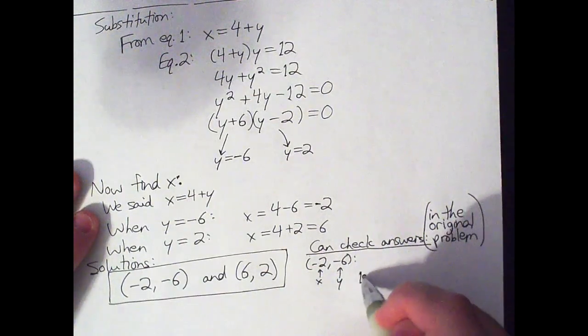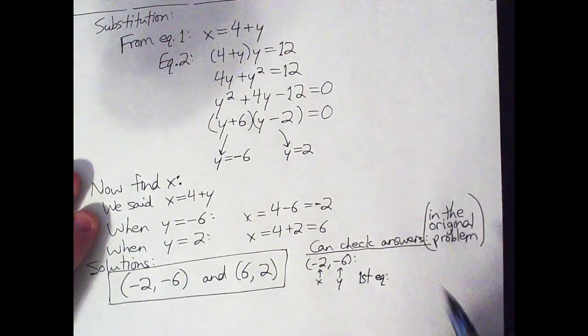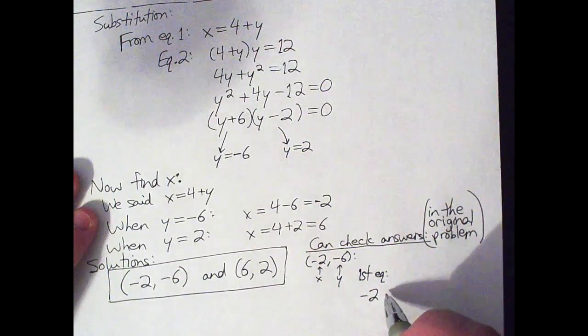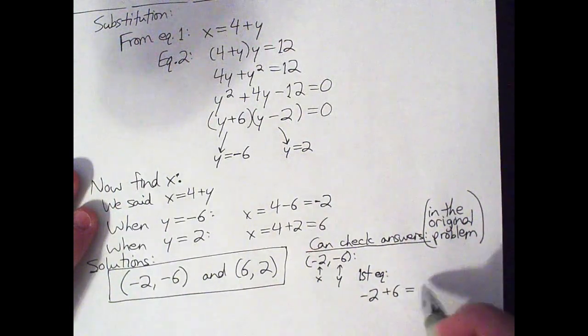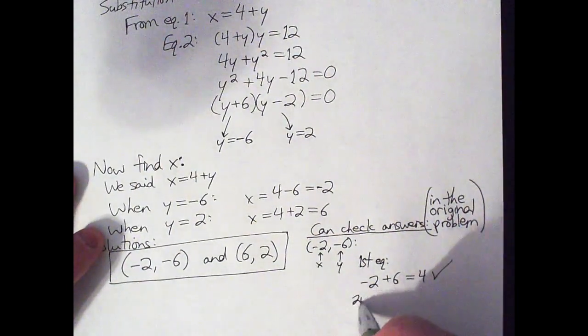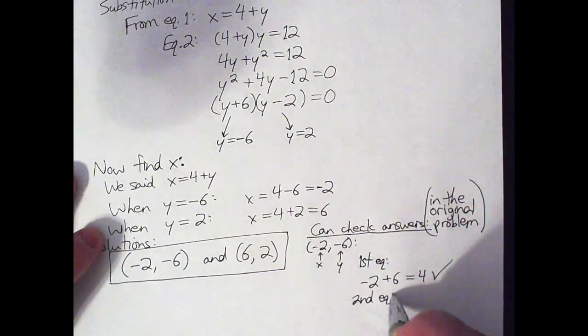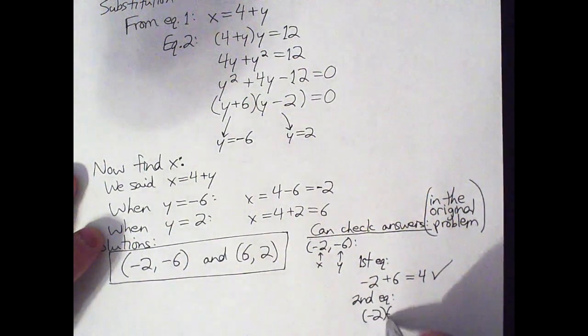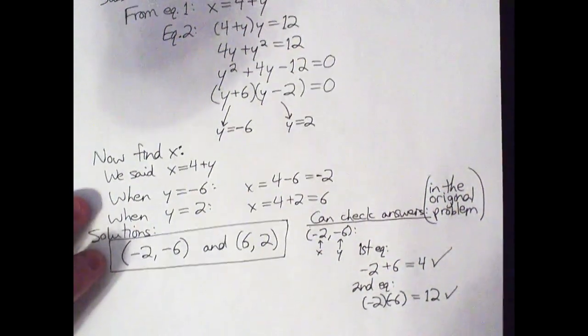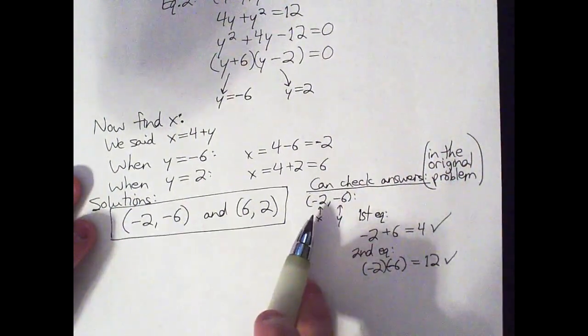So first equation would say x minus y. So negative 2 minus negative 6 does equal 4. Yes, that checks out. I'll just put a little check mark there. Second equation, xy does equal 12. Yes, negative times a negative equals a positive. Good. So that means that this solution looks good.